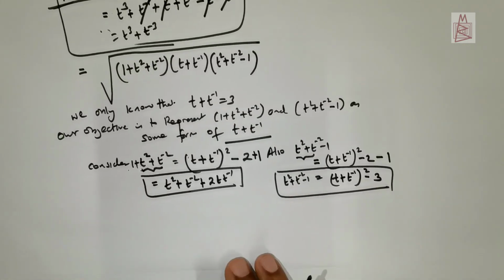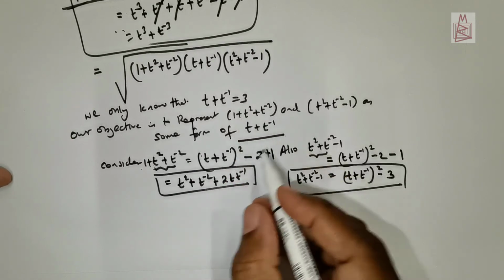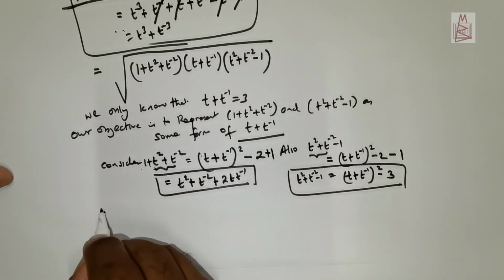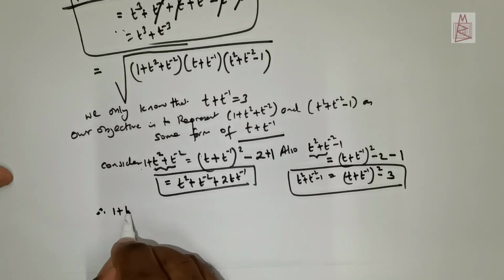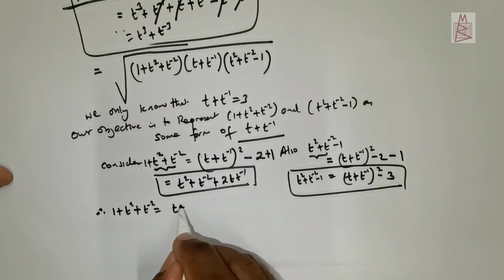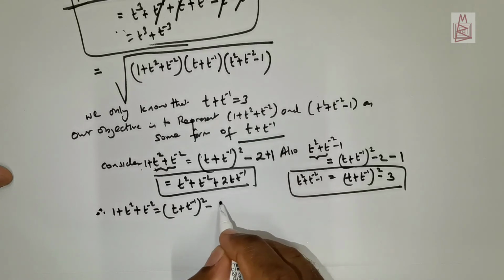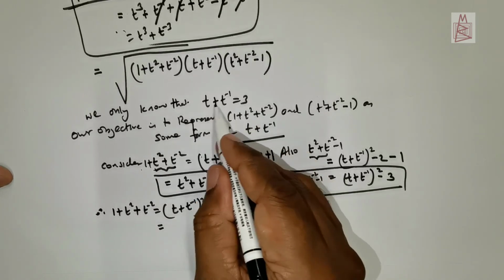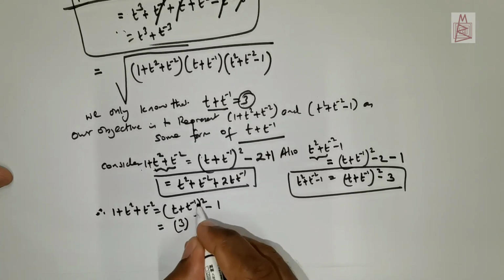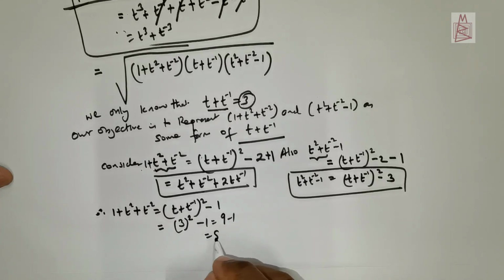So I've got two representations. Now, I have a value: t + t^(-1) is equal to 3. Therefore, 1 + t^2 + t^(-2) is equal to (t + t^(-1))^2 - 2 + 1, which gives me minus 1. Now in place of this, I'm going to substitute 3. So this is going to be 3 raised to the power 2, minus 1, which is 9 minus 1, which is going to be 8.